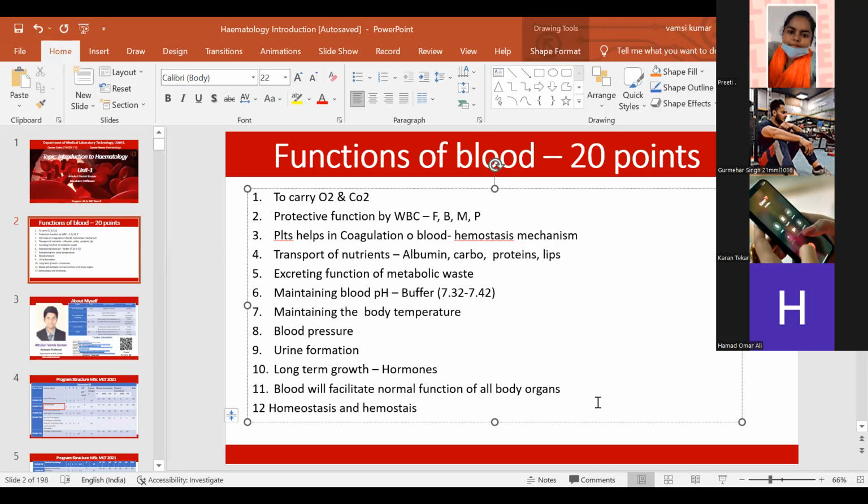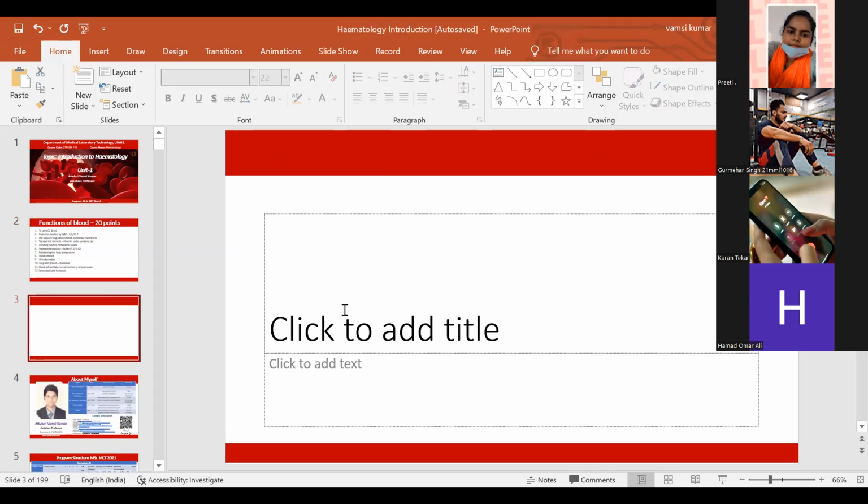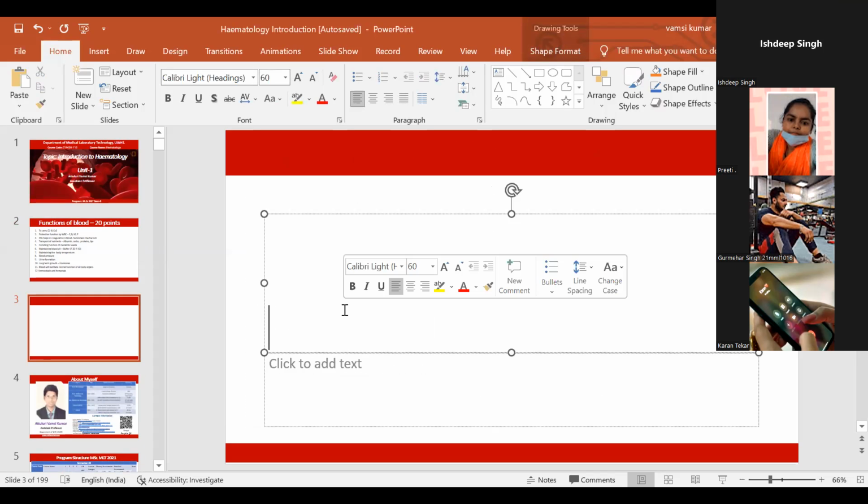Very good, Damini. So this satisfied my 12 points. So homeostasis is extensively dependent on this blood only. So blood plays a vital role in homeostasis. By the way, since you said homeostasis, I want to tell a small definition of disease.